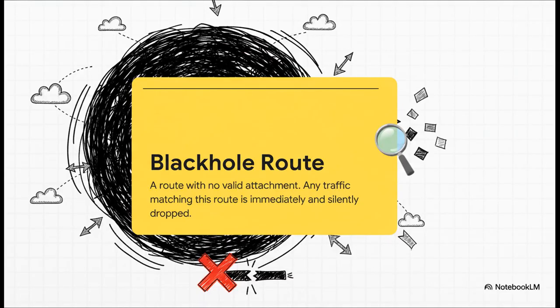So what exactly is it? Well, a Blackhole route is just a route you create in your TGW route table that points nowhere, to an attachment that's invalid or doesn't exist. Now, when a packet comes along that matches this route, what does the Transit Gateway do? It just drops it. Poof, gone. It doesn't try to find another path, it just silently discards it. And this isn't an error, it's something you do on purpose.